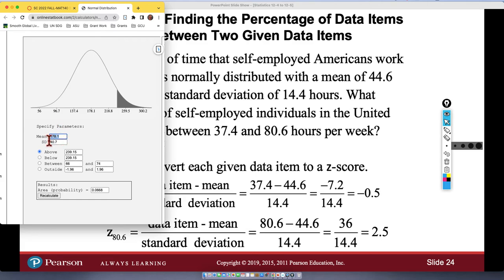We just put in the mean, in this case 44.6 hours. That's the average working for a self-employed person. Standard deviation 14.4. That tells you there's a lot of variation, 14.4 hours. So there's some people who are self-employed and working 58 hours a week, some that are working on the other end, 30 some, so it just depends.